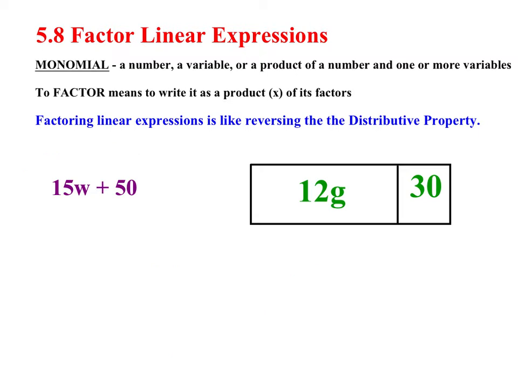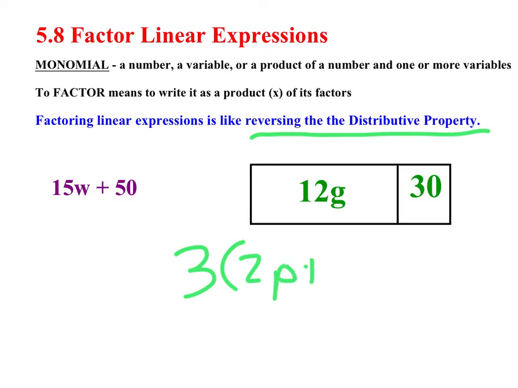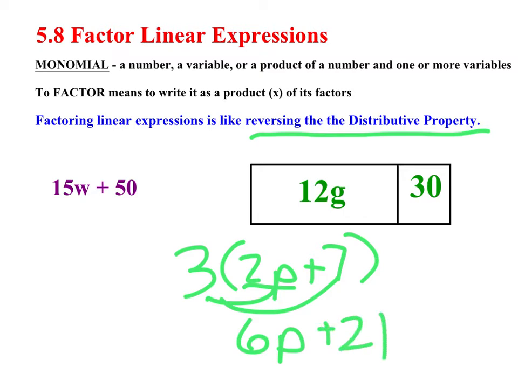Another way I like to think about factoring is as reversing the distributive property. So to review, we did the distributive property earlier this chapter, where we might have 3 times the quantity 2p plus 7. And the distributive property means I'm going to distribute the times 3 to the 2p. That's one term, so it becomes 6p. And 3 times that second term, 7, which is 21, and then I put the plus sign back in between. Now the distributive property has happened.